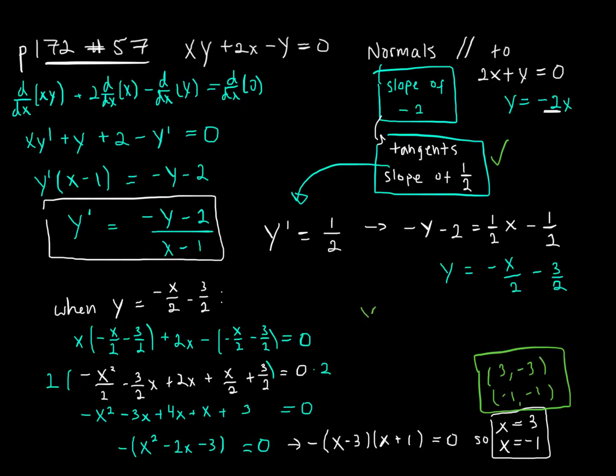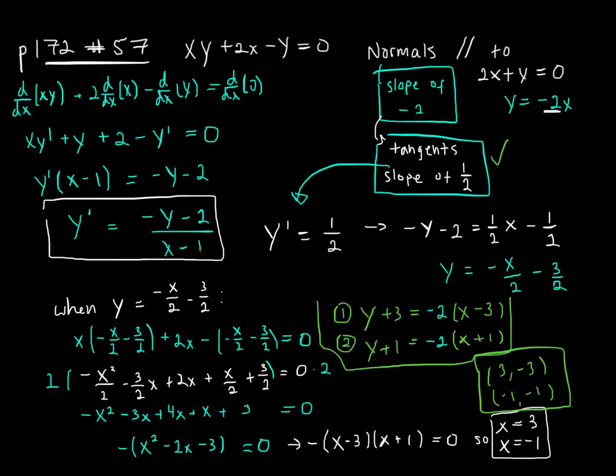So the first one will be y plus 3 is equal to, now the slope, this is where the tangents have a slope of 1/2, so the normals have a slope of negative 2, times x minus 3. You can simplify that into slope-intercept form if you'd like. So that'll be one equation, and the second equation will be y plus 1 equals negative 2 times x plus 1. And those will be the two equations for the normals where the normals have a slope of negative 2.